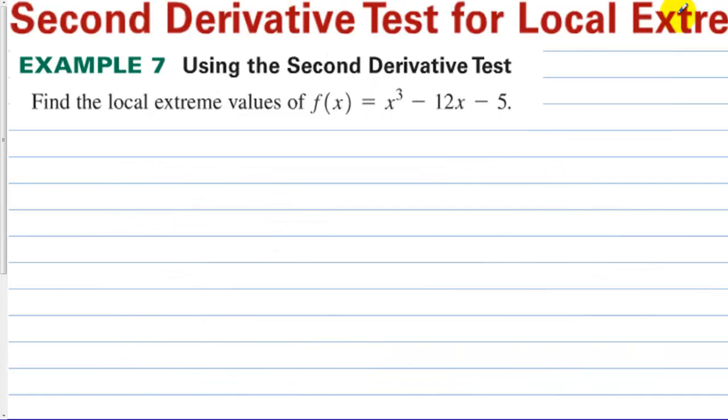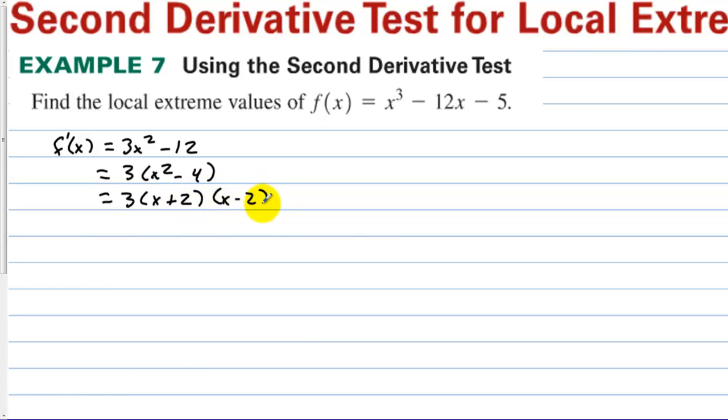Second derivative test for local extrema. Example 7, using the second derivative test. Find the local extreme values of f of x equals, well, this function right here. So we're asked to find the extreme value. So f prime of x is equal to 3x squared minus 12. Then we can take a 3 out. We got x squared minus 4. And then we have 3 times x plus 2 times x minus 2. So we have extrema at x equals plus or minus 2.